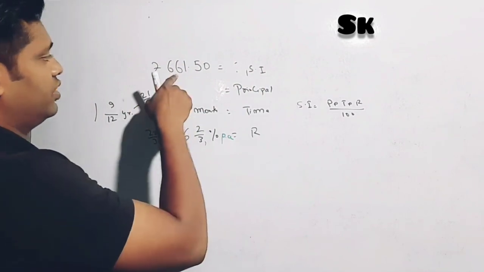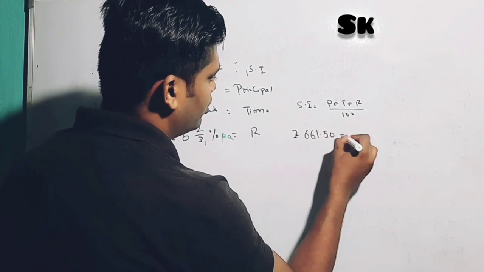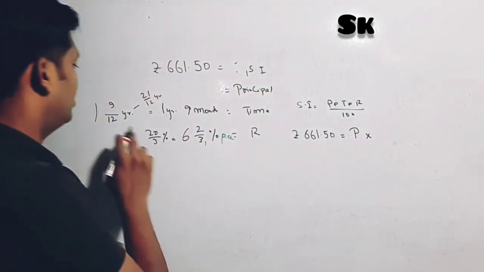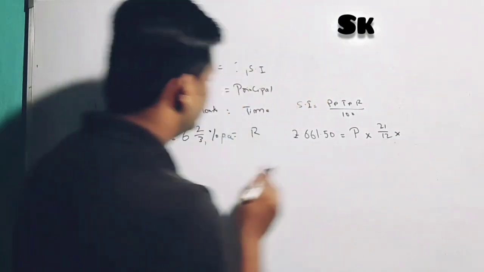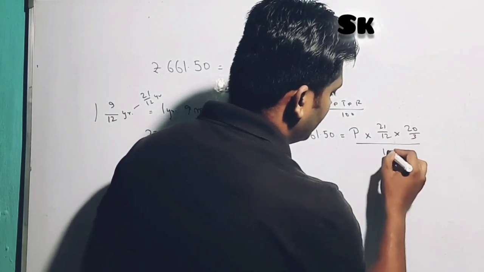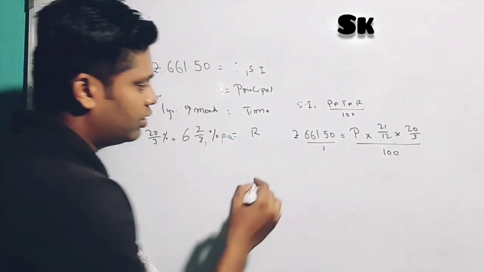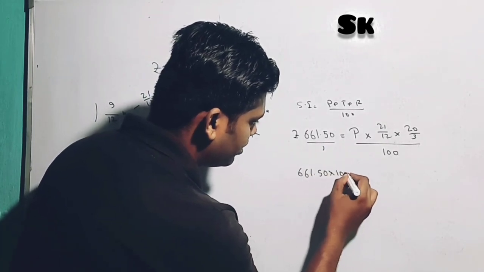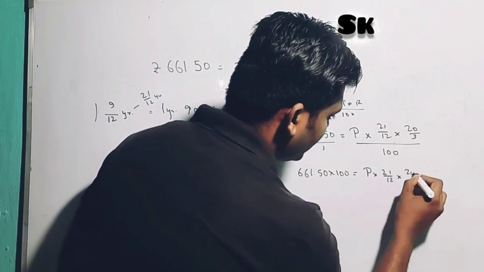Simple interest they gave you. How much? Rupees 661.50 is equal to principal. They did not give it; I need to find it out. So principal as it is, into time. Time they gave you how much? 21 by 12. So I will write 21 by 12 into rate of interest, which is 20 by 3. Everything is clear. Okay. Cross multiply. 661.50 into 100 equal to principal into 21 by 12 into 20 by 3.